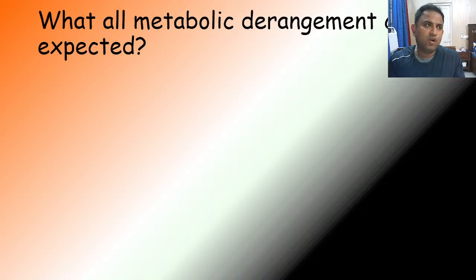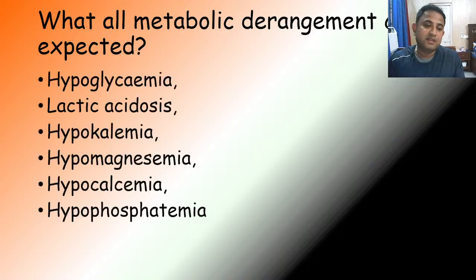So what all metabolic derangements can be expected in acute alcohol intoxication? These are the most important metabolic derangements that can occur in acute alcohol intoxication. One is presence of hypoglycemia, lactic acidosis. Also seen are hypokalemia, hypomagnesemia, hypocalcemia and hypophosphatemia.